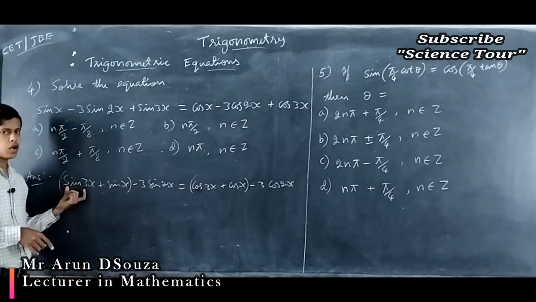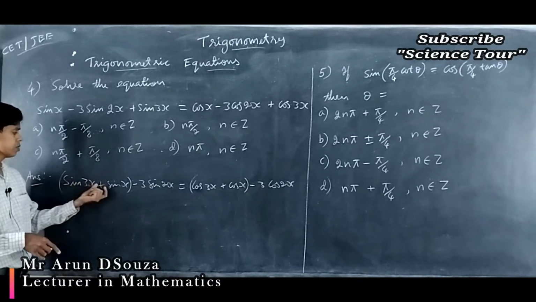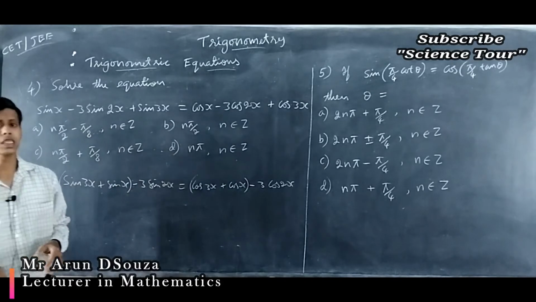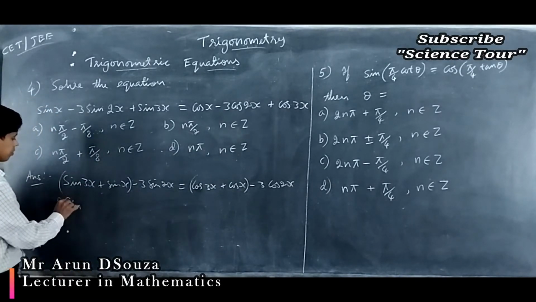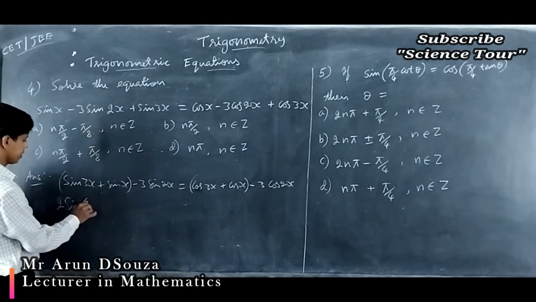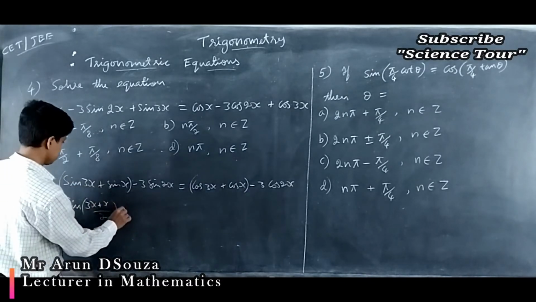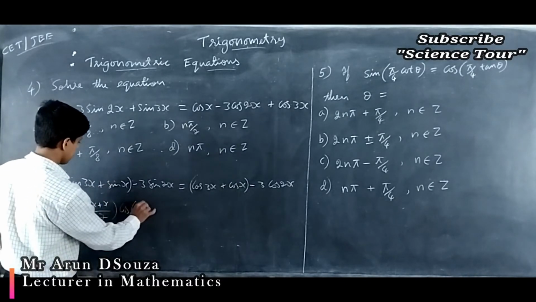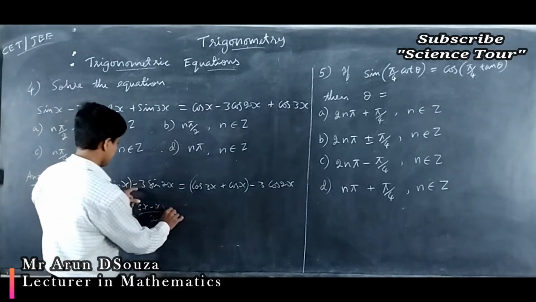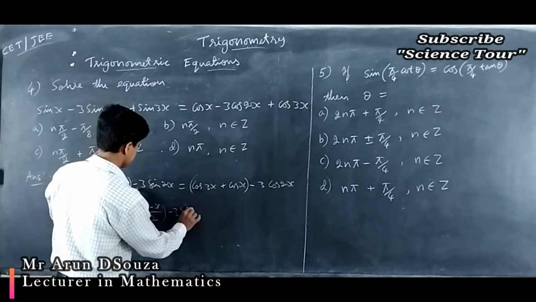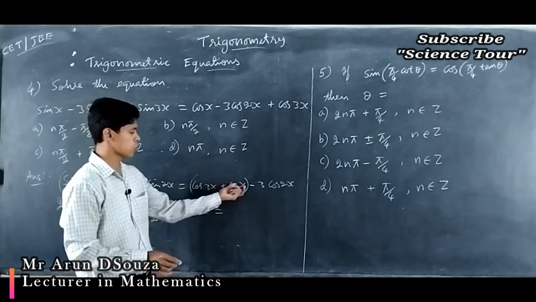Now we must use the formula for sine x plus sine y. If you use that formula, what are you getting here? 2 sine of x plus y by 2, is it not? Into cos of x minus y by 2, that means 3x minus x by 2, and minus 3 sine 2x as it is.